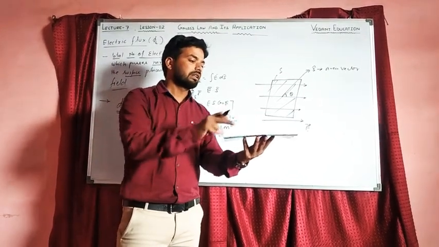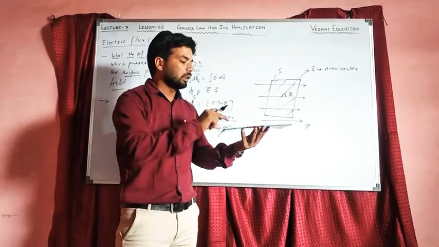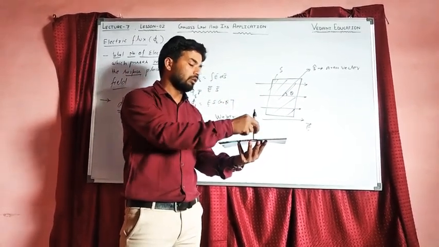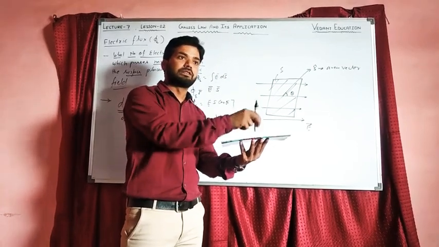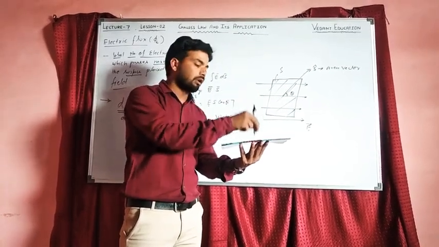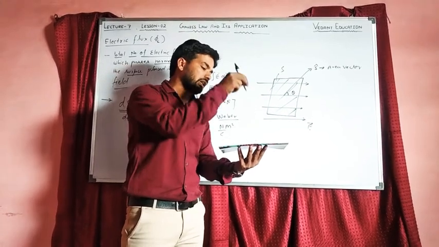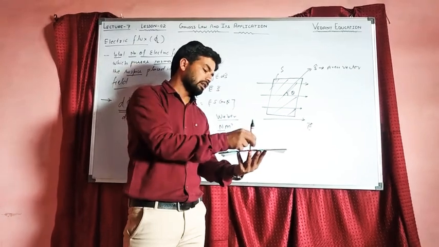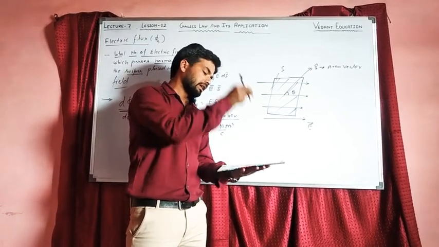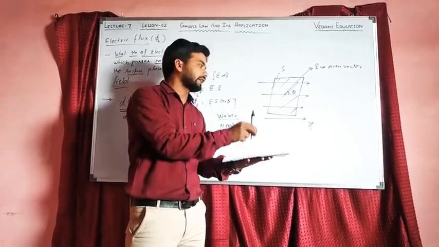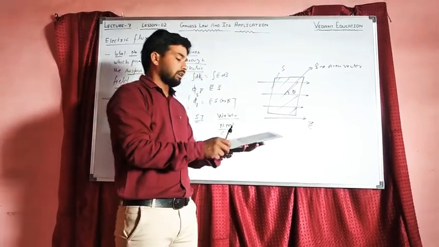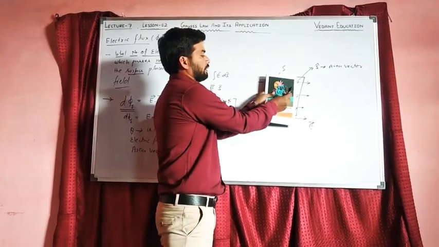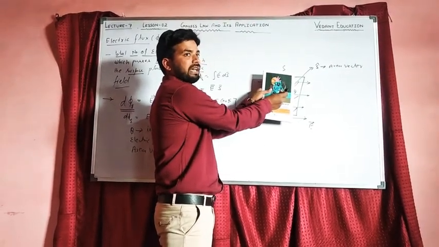This sheet is placed in an electric field, so what is the area vector of this sheet? It is always perpendicular to the surface. This represents the area vector. Always plot the area vector perpendicularly outward from the surface. So this normal plotted on the surface represents the area vector, and this is its direction.